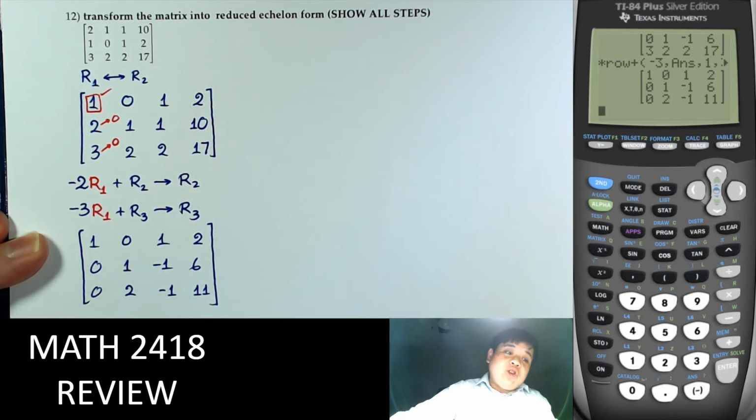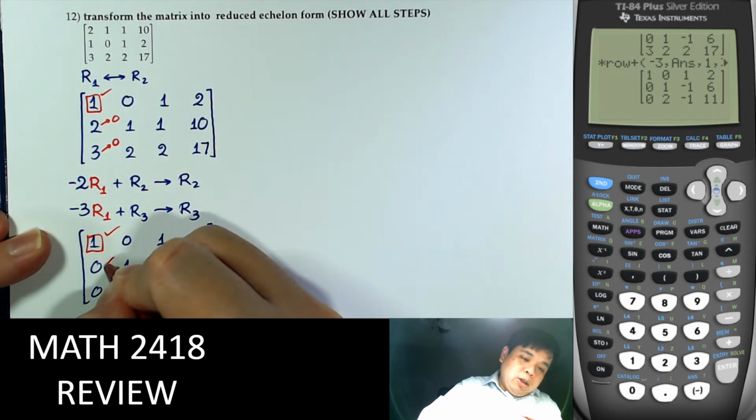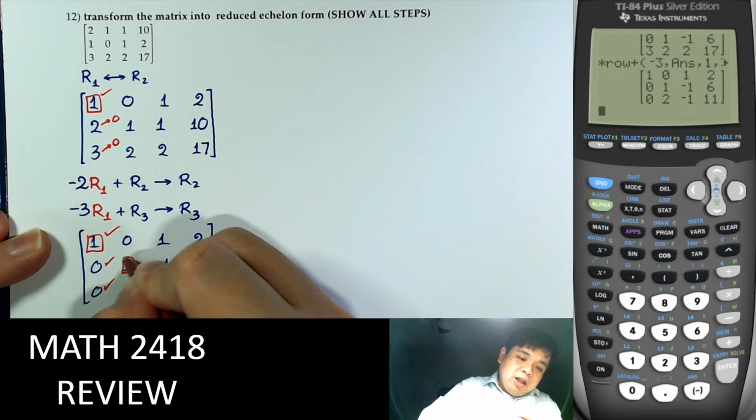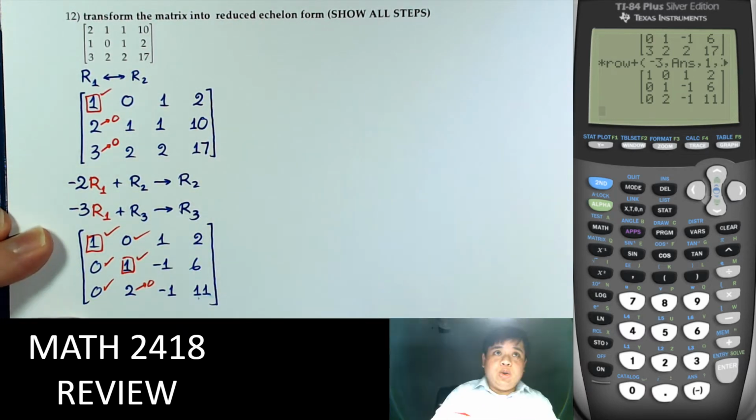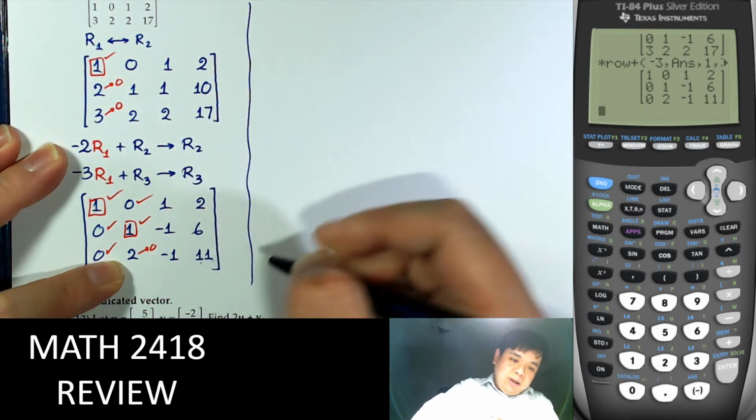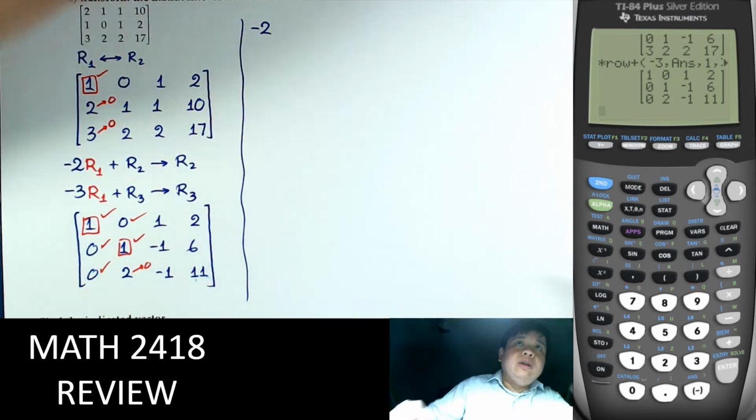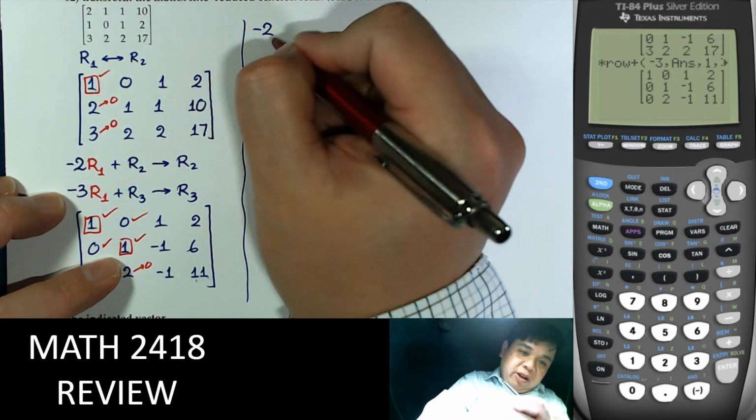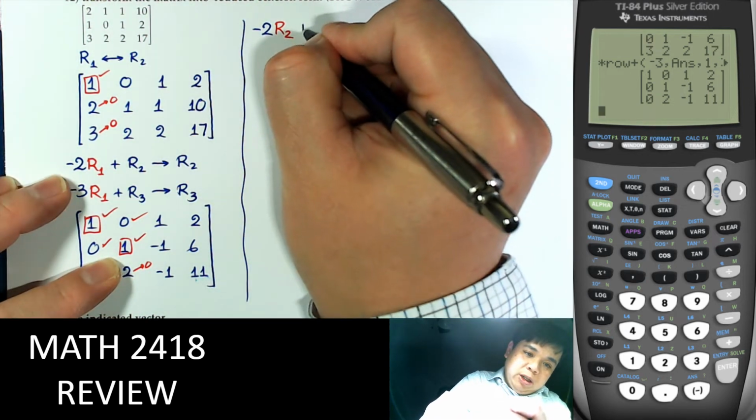Right, let's check. This is reduced row echelon form, so we have 1 good, 0 good, 0 is good. Now the pivot here is good. We just need to turn this to 0 and this already to 0, so that's good. So we only need to do -2 times the pivot, now in row 2, and add and replace to row 3.